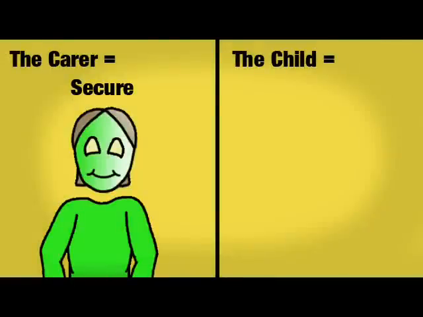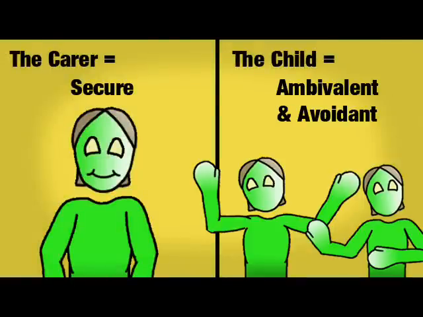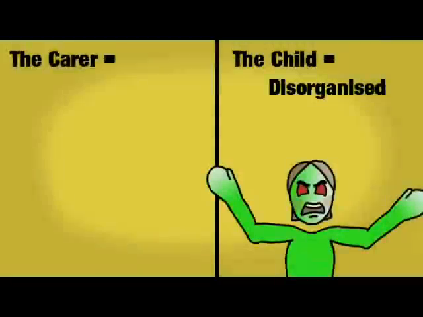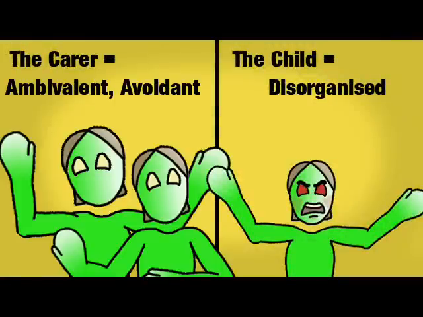If you, the caregiver, are a fully secure person, you may accept however the child responds. Of course, you'll feel a little put out by the constant attention of an ambivalent child or the cold shoulder of an avoidant child, but you'll probably accept them for whoever they are. Now, if the child has a disorganised attachment, and you an ambivalent or avoidant attachment, you may react angrily towards the child, putting fuel on the fire.